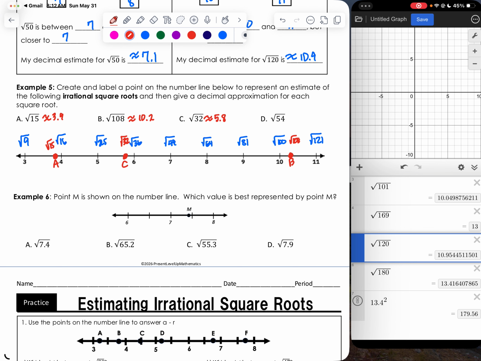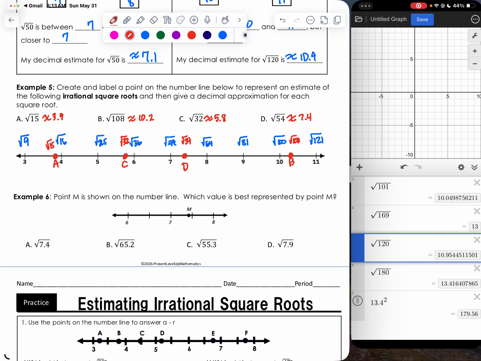All right, welcome back. Square root 54 is between square root 49 and square root 64, but it's a little closer to the 7. So I'm going to put it right there, and I'm going to label this point D. So I don't know, approximately 7.4, 7.5, somewhere around there. All right.